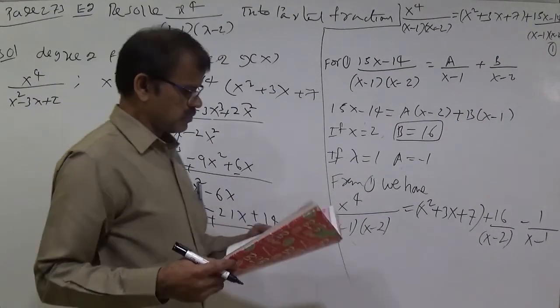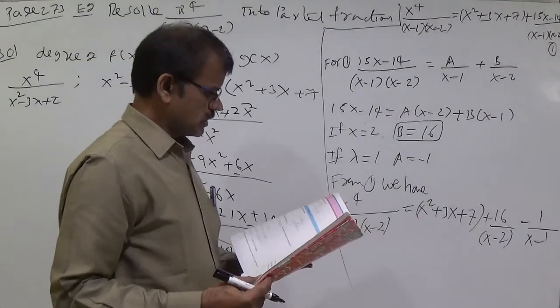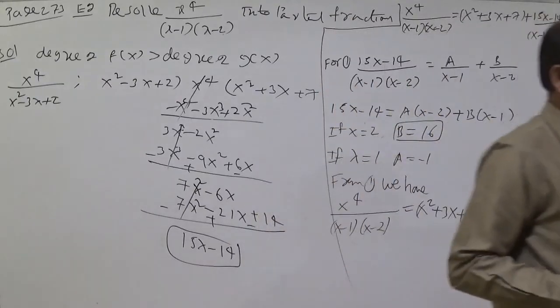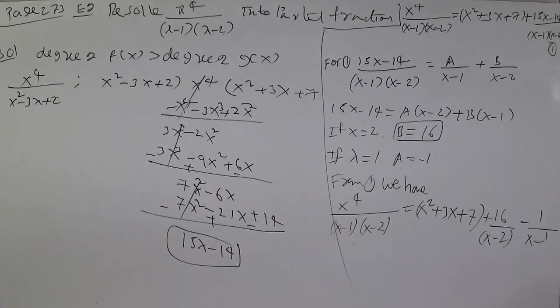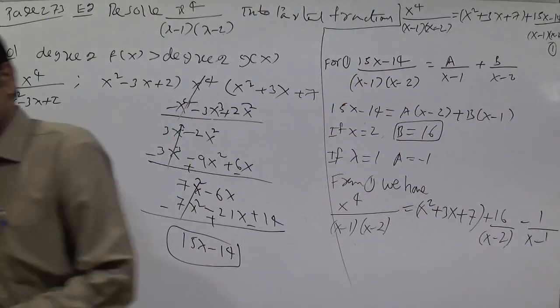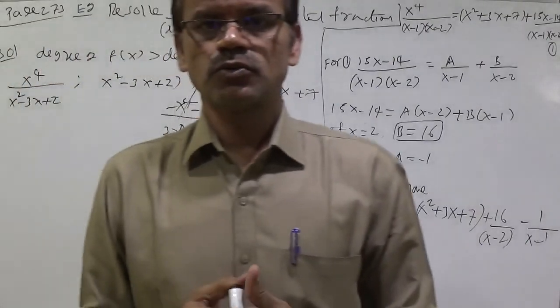16 by x minus 2, positive, it is correct. Okay students, in the next class we can discuss two sums in exercise 7c.